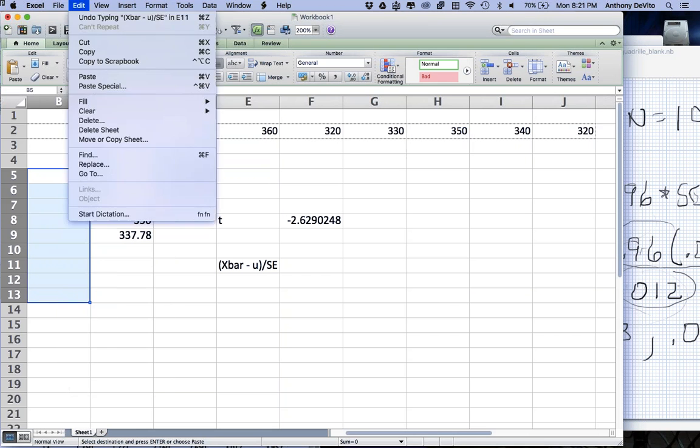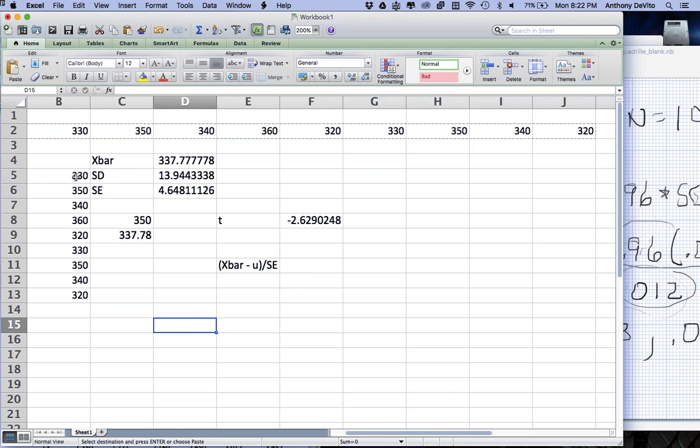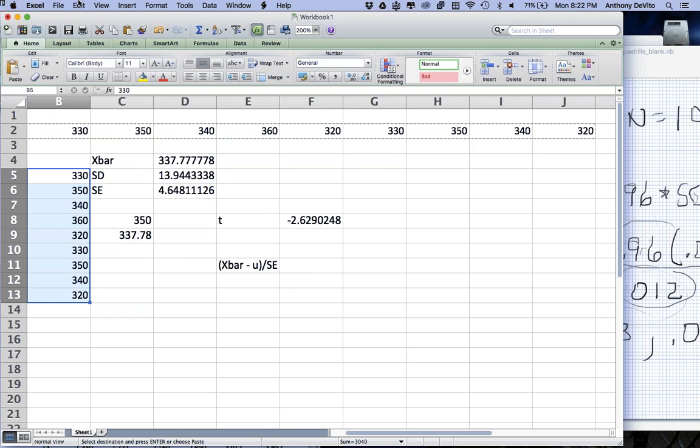Oops. Transpose. It worked. What do you know? Okay, so I'm going to take this. I'm going to copy this.